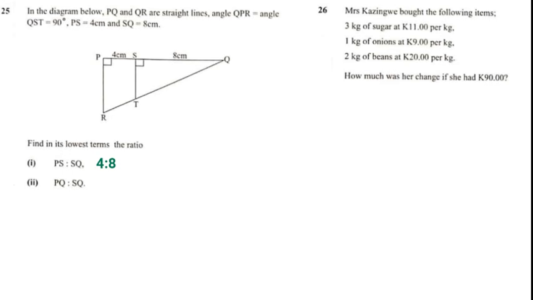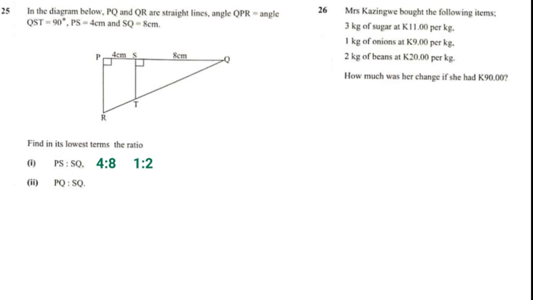So we're going to divide 4 by 4 will give us 1. 8 divided by 4 will give us 2. So now we have written the ratio in its lowest form, which is 1 to 2. Okay, so that is the ratio of PS to SQ.